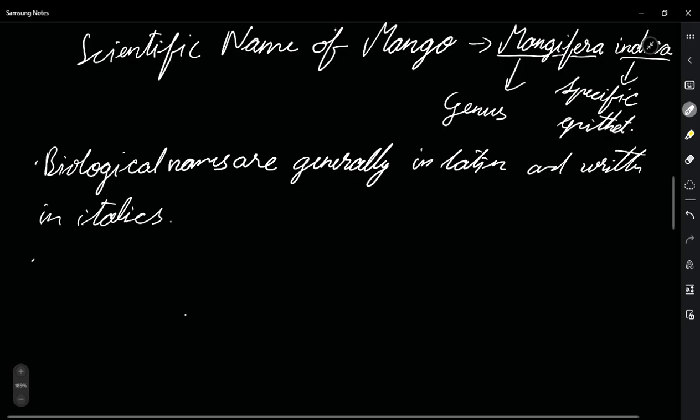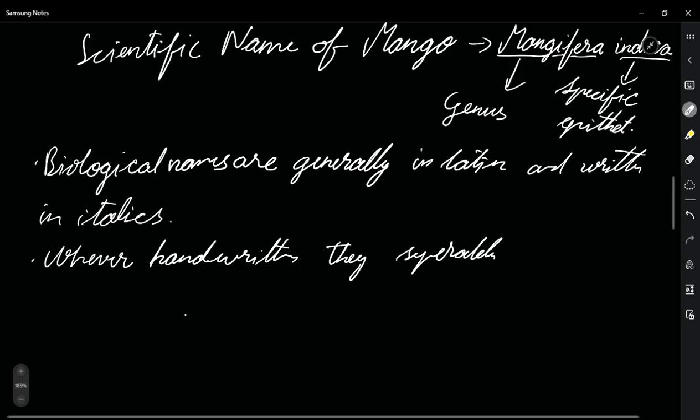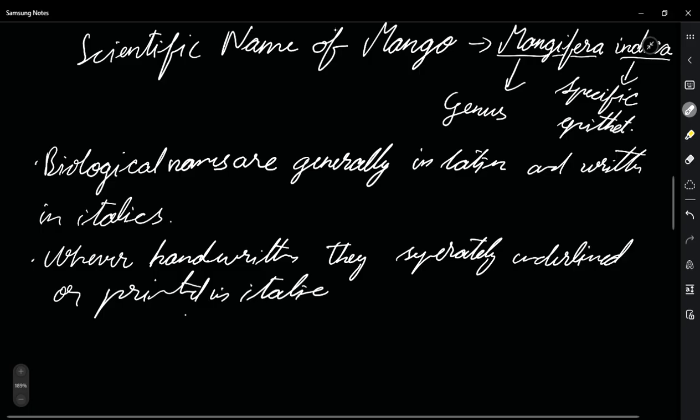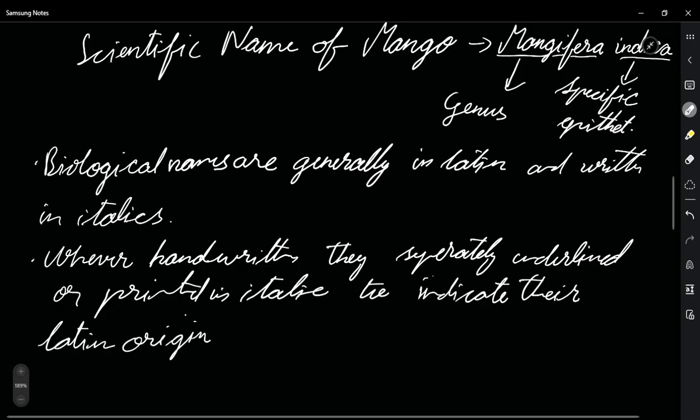The second rule: whenever handwritten, they should be separately underlined, or printed in italics, to indicate their Latin origin. Got it? That's why it is there.